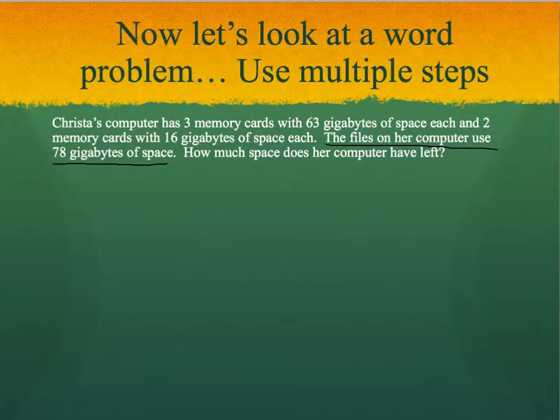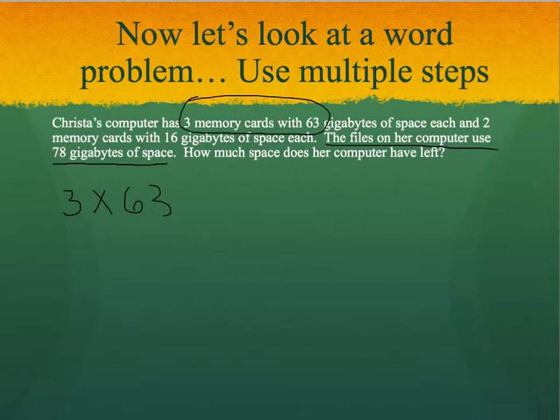So if we were going to put this into an equation to then later use the order of operations to solve, let's think about the steps that we would need to figure this out. I would need to do 3 times 63.